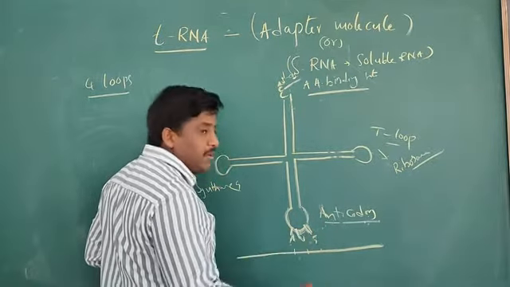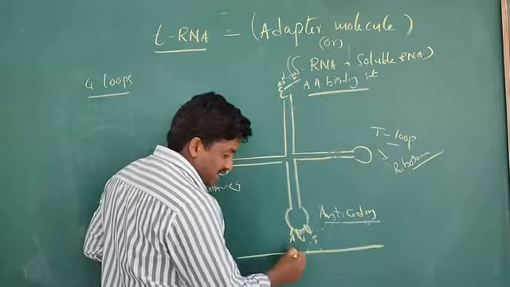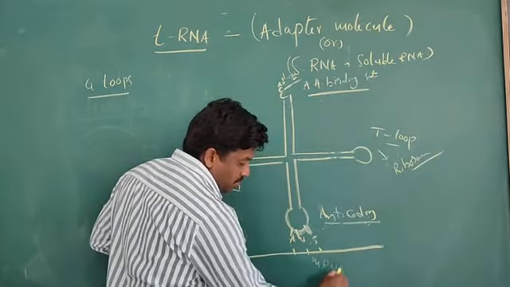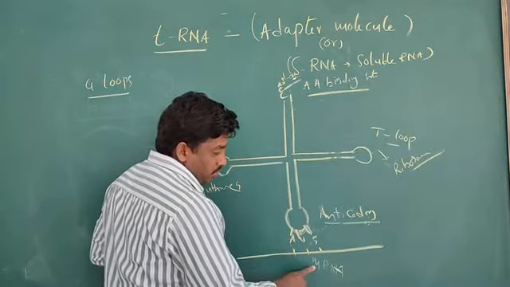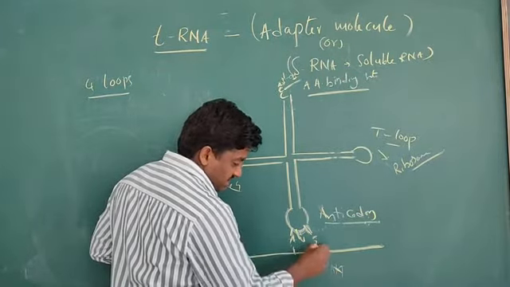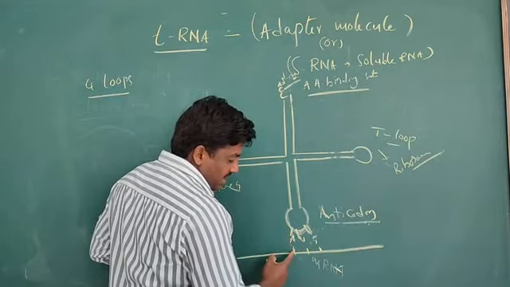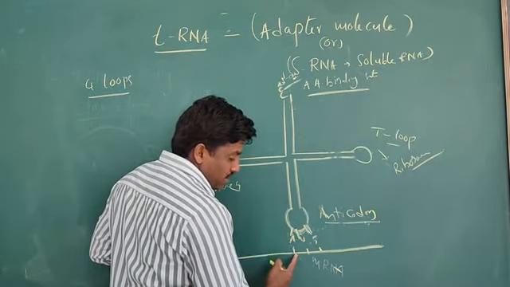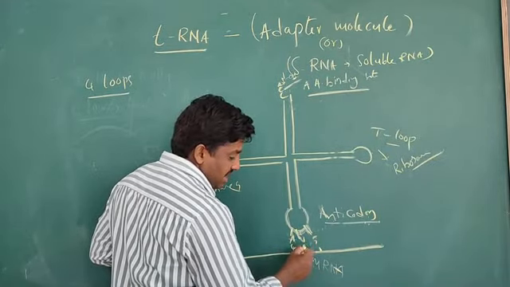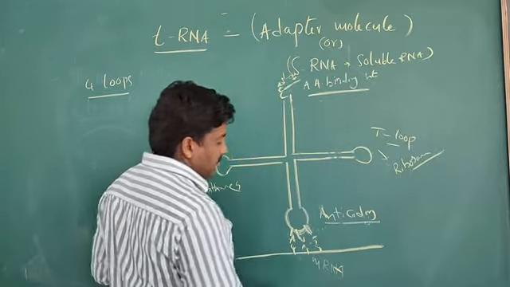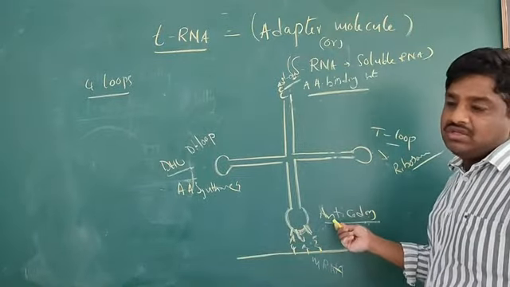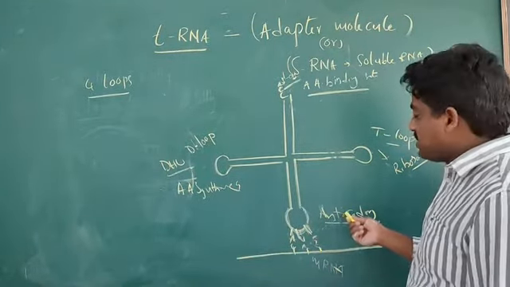So based on complementarity, this is the mRNA sequence. On the mRNA sequence region, based on complementarity, these nitrogen bases bind to the mRNA. Then A pairs with uracil, U pairs with A, and G pairs with C. So this anticodon loop contains about 7 bases, out of 7 bases, 3 nucleotides.